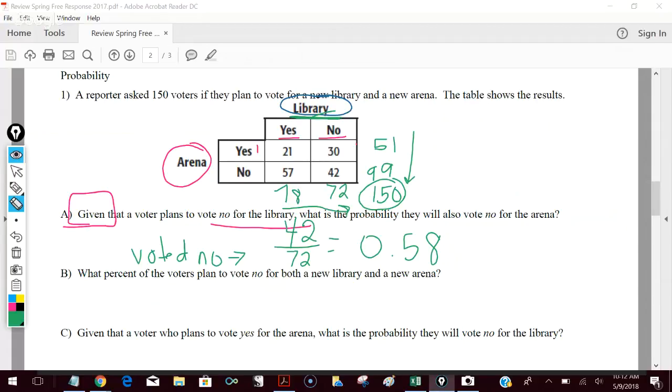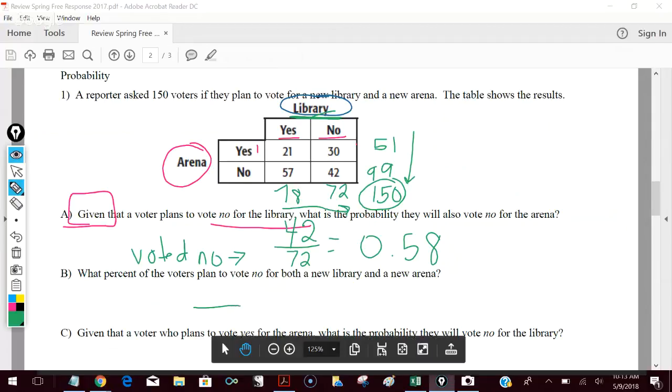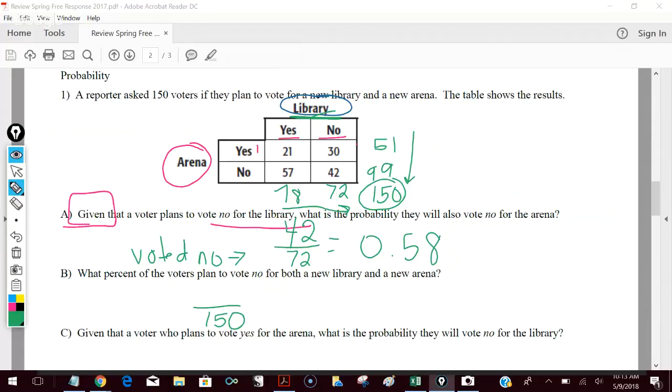What percent of the voters plan to vote no for both a new library and a new arena? Because there's no word that is given, nothing in that said given, I'm going to be looking at the total number of persons. So the total number of persons is 150. So that's going to be my denominator because there were 150 people who were polled. But then it says voted no for both. So does anyone have an idea of how many people voted no for both? 42.